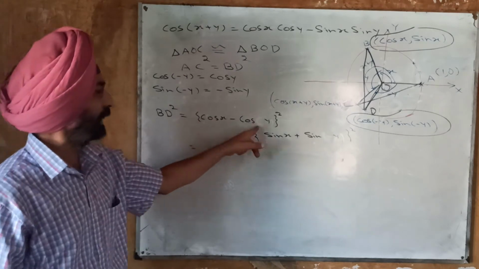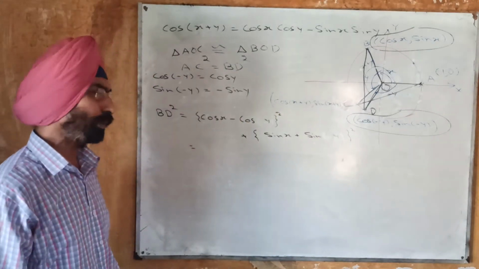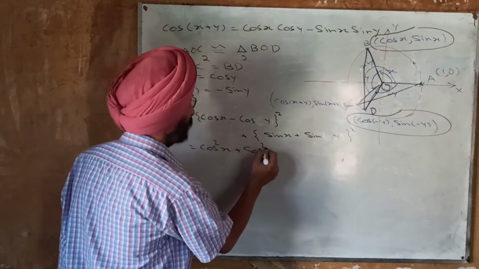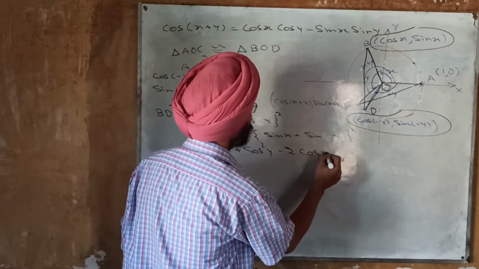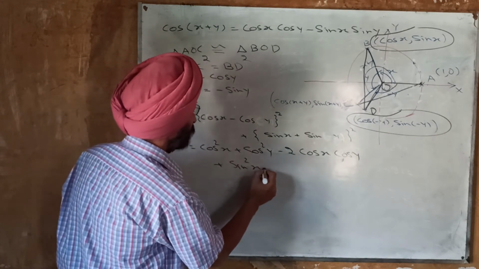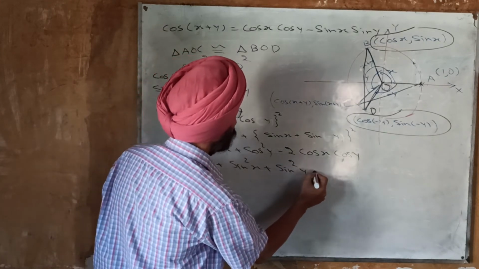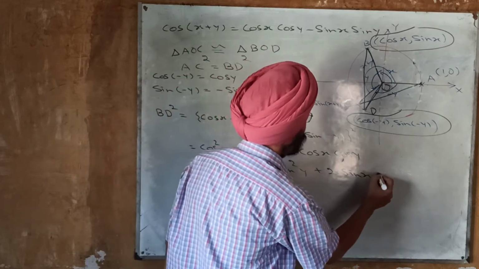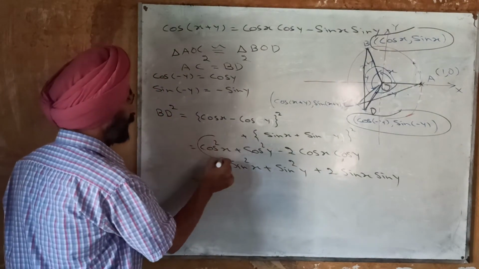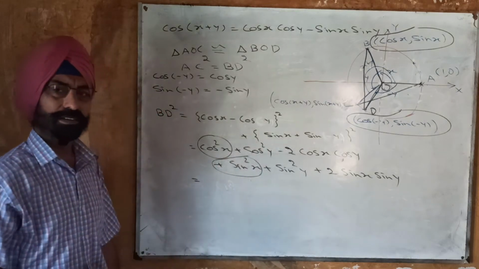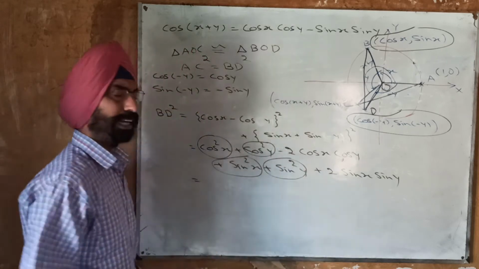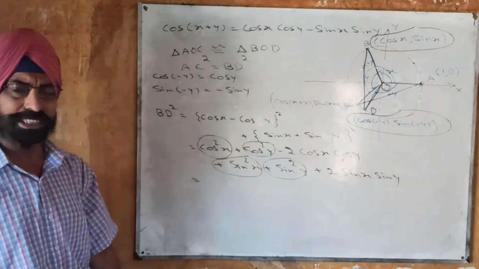And now this is a minus b whole square, this is a plus b whole square. Just open the squares. You will get cos square x plus cos square y minus 2 cos x cos y plus sin square x plus sin square y plus 2 sin x sin y. So further it is equal to this: cos square x plus sin square x will become 1. This cos square y plus sin square y will also become 1. So 1 plus 1 means 2.